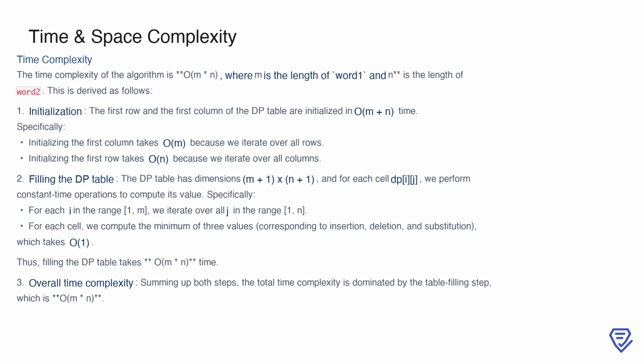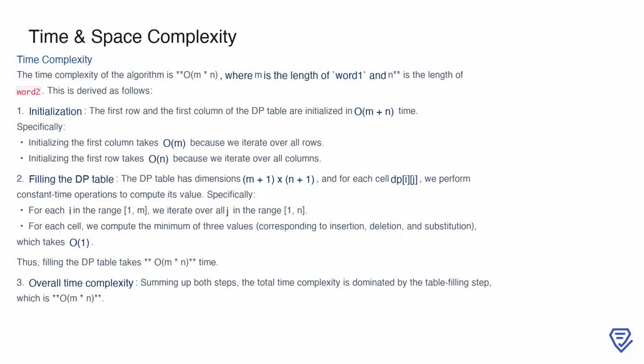The time complexity of the algorithm is determined by the two main steps: initializing the DP table and filling it. First, the initialization step involves setting up the first row and column of the table, which takes O(m+n) time. This is because the first column requires m iterations, one for each row, and the first row requires n iterations, one for each column.